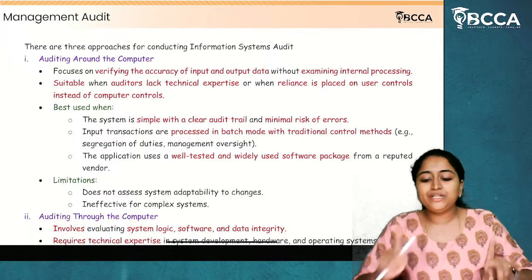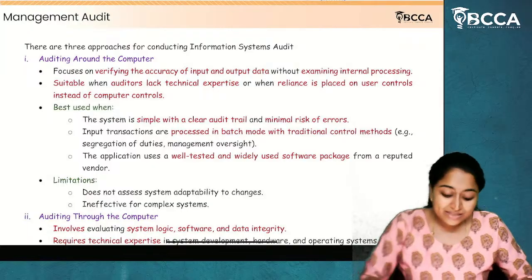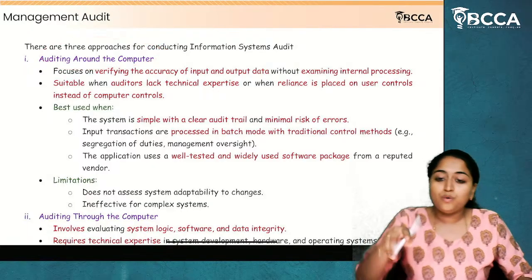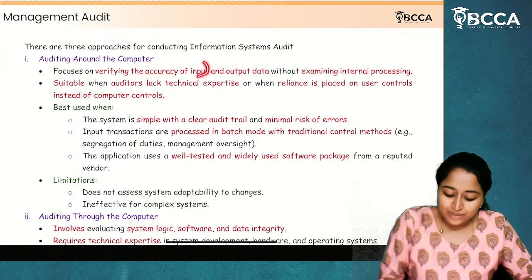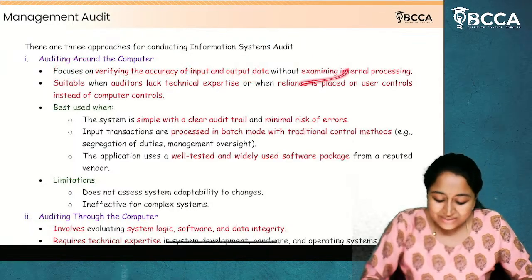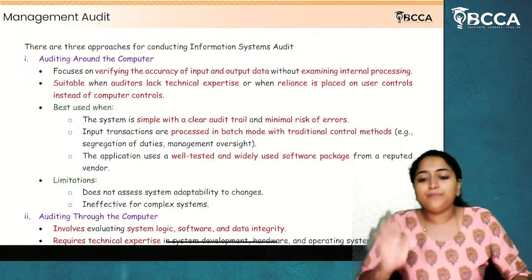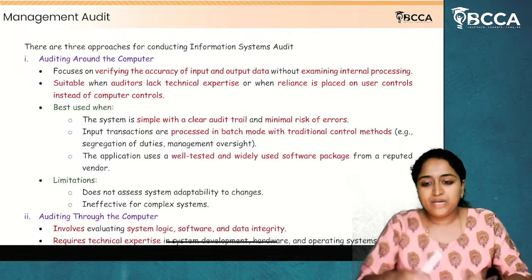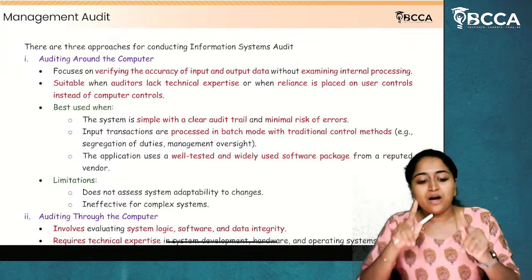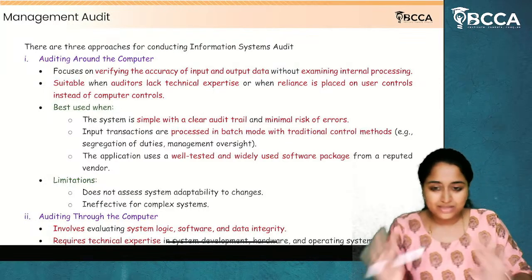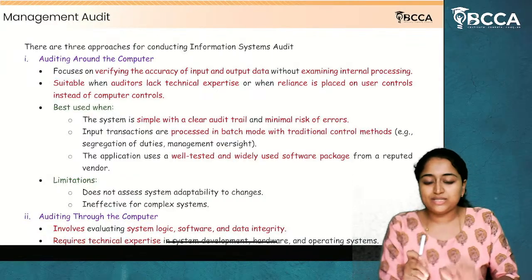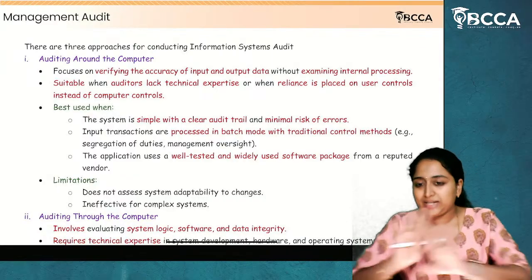Regarding only input and output, if we are going to do the assessment, that is called auditing around the computer. It focuses on verifying the accuracy of input and output data without examining internal processing. So how processes are being done in that particular system, what is the logic behind the process, we are not going to be concerned about anything. We are only going to assess input data and output data. That's it.